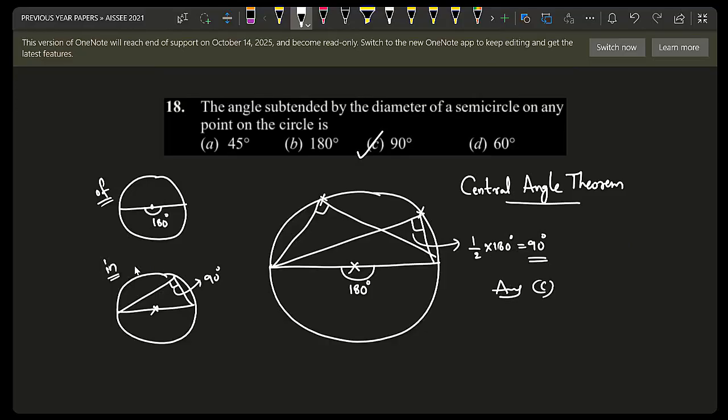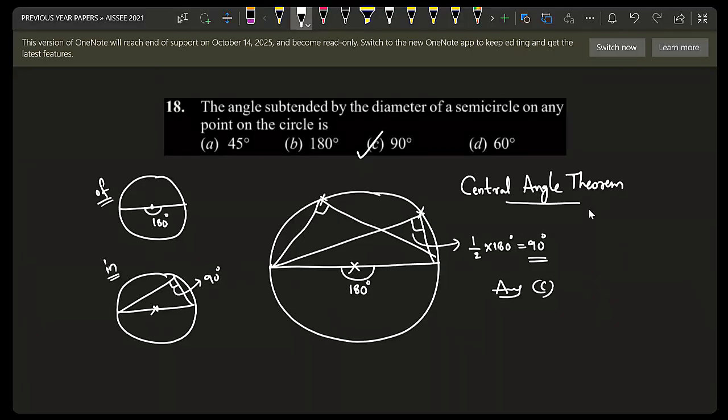Any doubts in this? Mayuk? Sir, who discovered central angle theorem? Exactly, I don't know, but the proof is there in the geometry. Okay. Okay, sir.